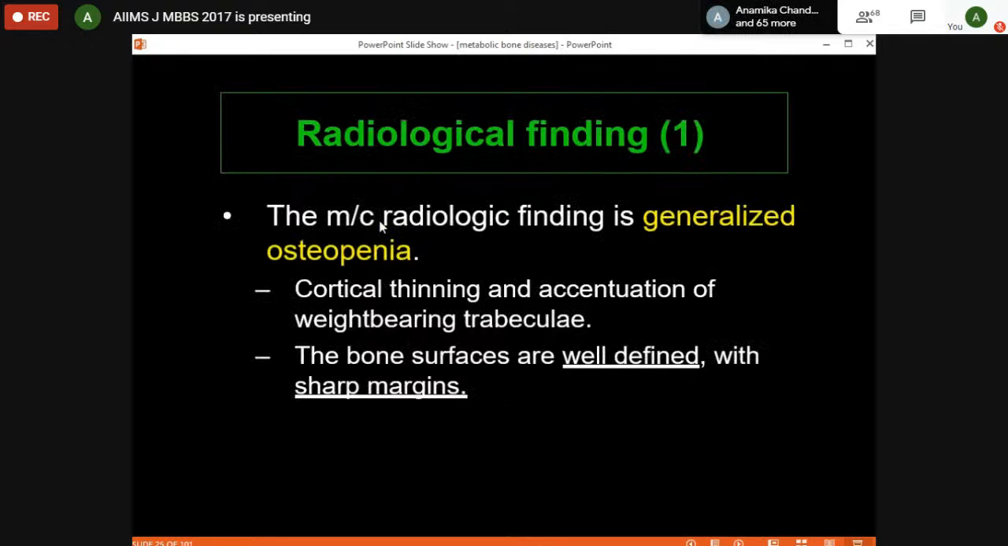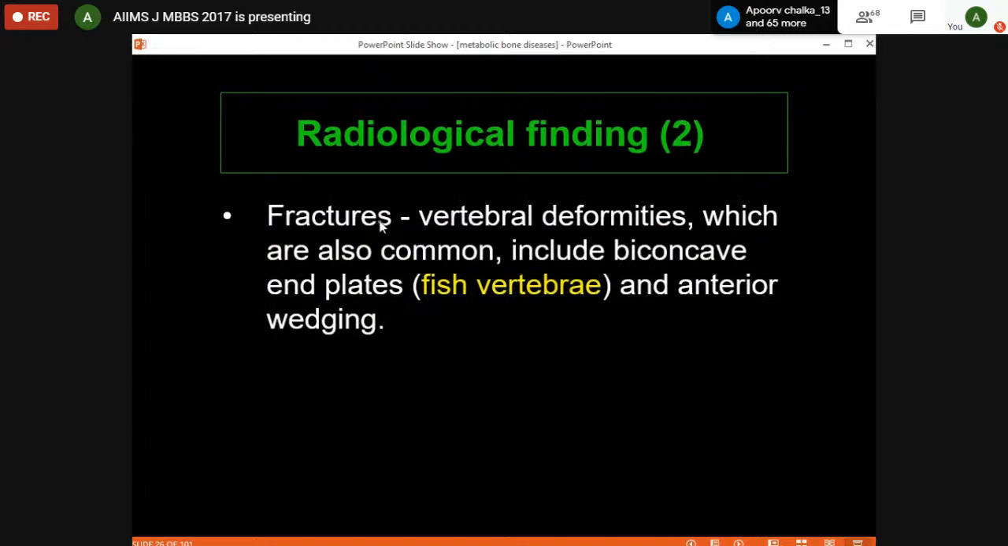What are the radiological findings? The most common radiological finding is generalized osteopenia, cortical thinning and accentuation of the weight-bearing trabeculae. First thing is cortical thinning, and the second thing is accentuation of the weight-bearing trabeculae, and the bone surfaces are well defined with sharp margins. Other things are fractures. Vertebral deformities, which are also common, include biconcave end plate, called fish vertebrae, and anterior wedging.